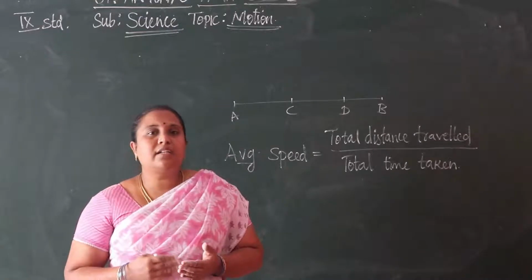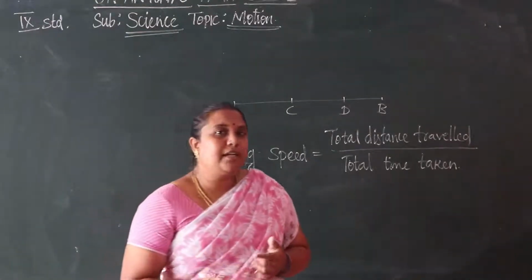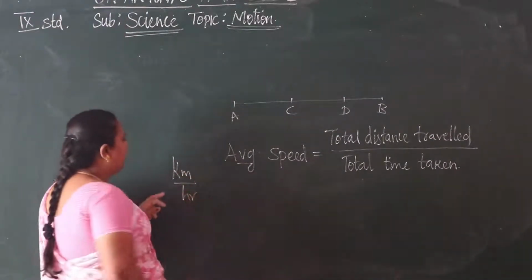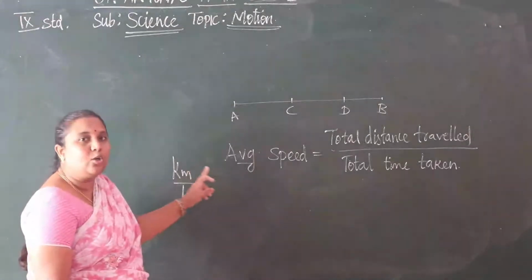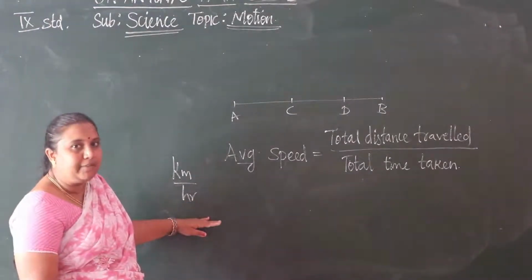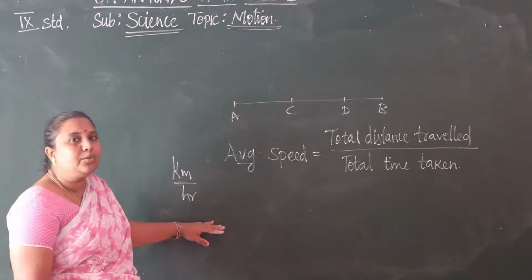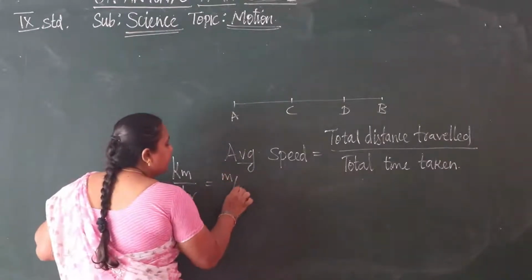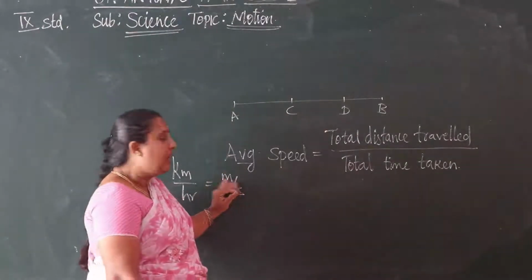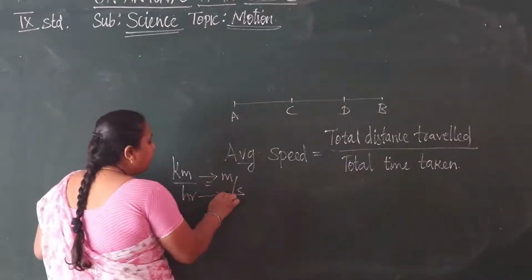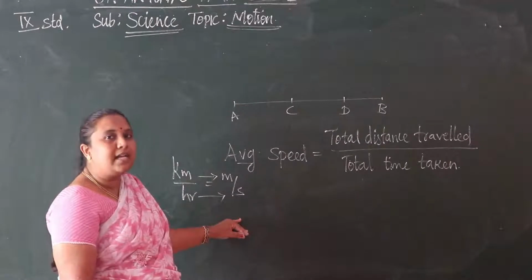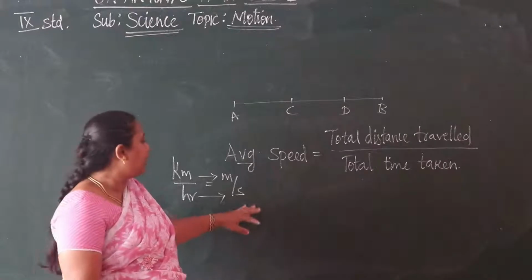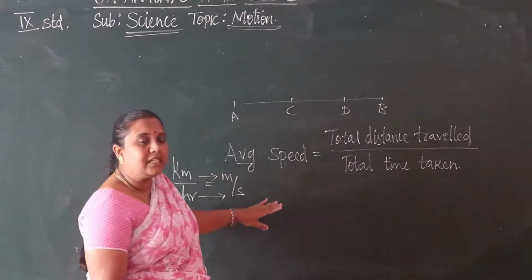So let us change that kilometer per hour into meter per second. We are mentioning in our questions kilometer per hour, that is how many kilometers traveled in how much time taken, in hours. We want to calculate this in meter per second. Why? Because kilometers change into meters and hours change into seconds, because our SI unit is meter per second. In that only we want to calculate.